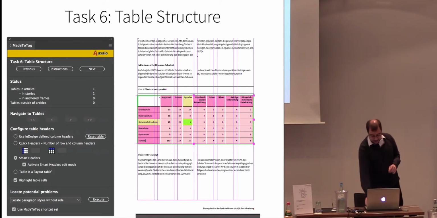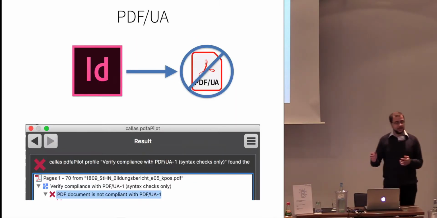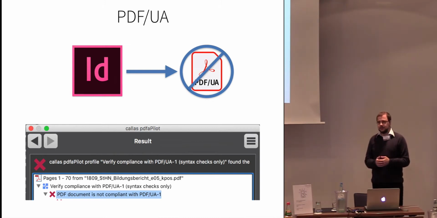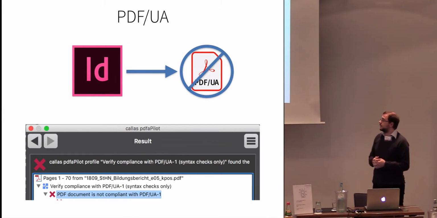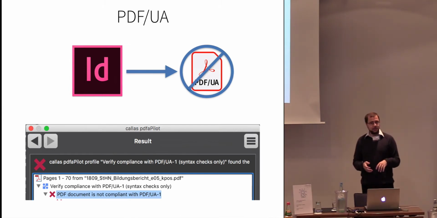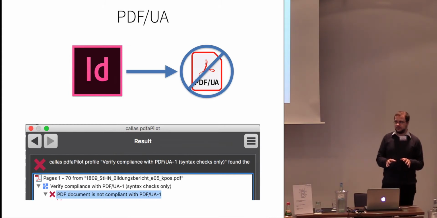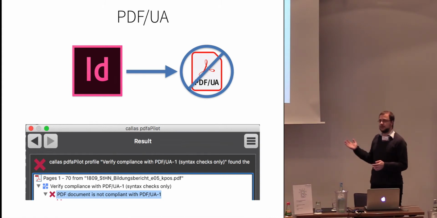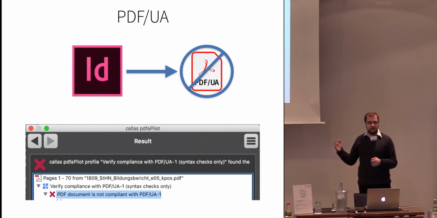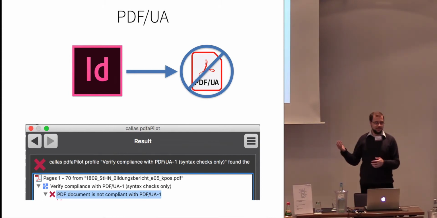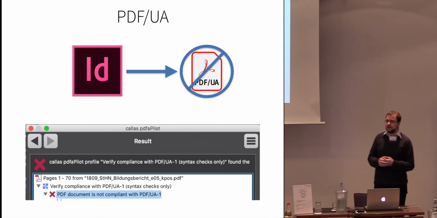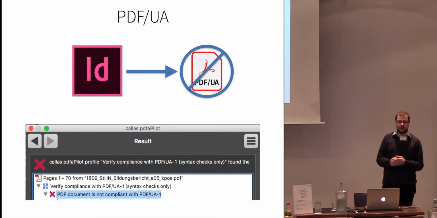The last task is, of course, creating a tagged PDF. PDF UA is the standard for universal accessibility. Even if you prepare your document with MadeToTag and have the perfectly prepared InDesign file, if you export with InDesign, you won't get a tagged PDF. There will always be issues in that file. Just try it out. Run it through Color's PDF/A palette, for example, or a PDF accessibility checker, and you will always have issues.